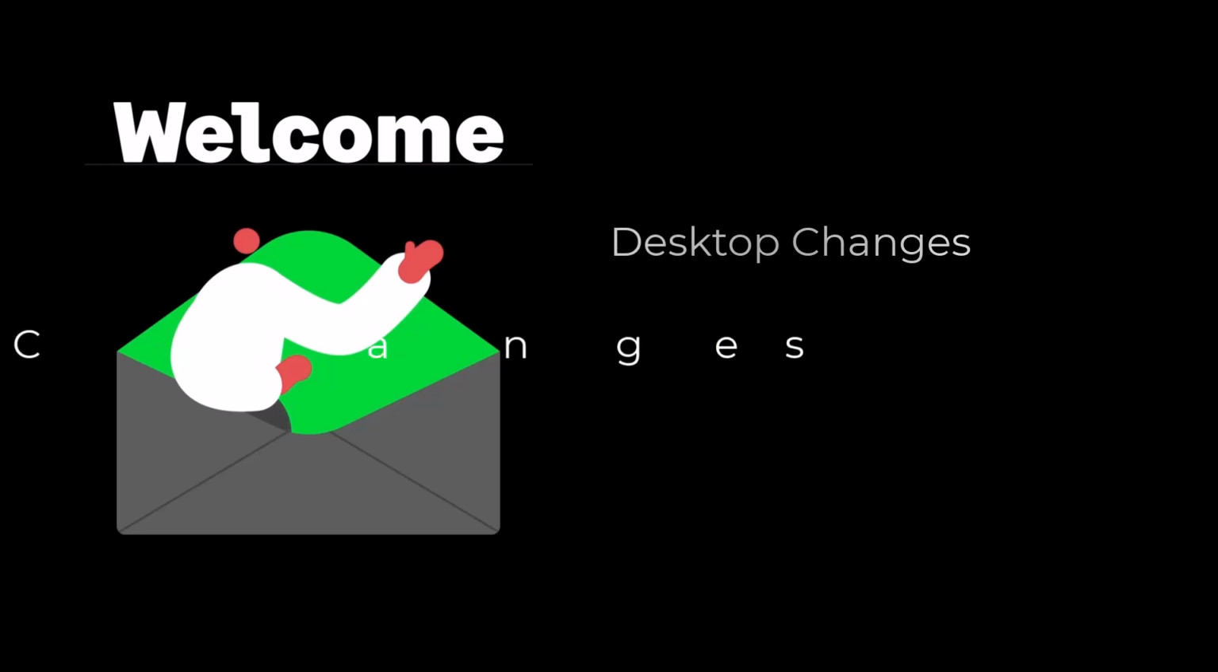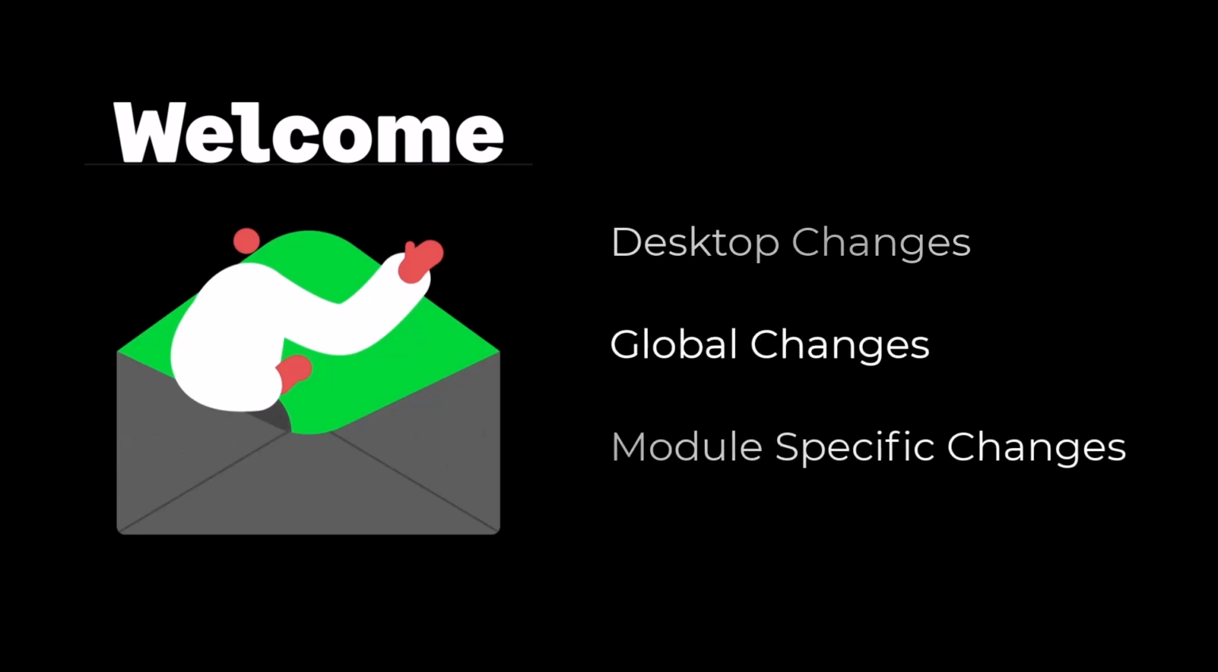We will start with the desktop changes, then move to the global changes. From there, we will talk about the module-specific changes and new features. We encourage you to review the What's New document for more details on the topics. We have over 40 changes or new features, so let's get started.